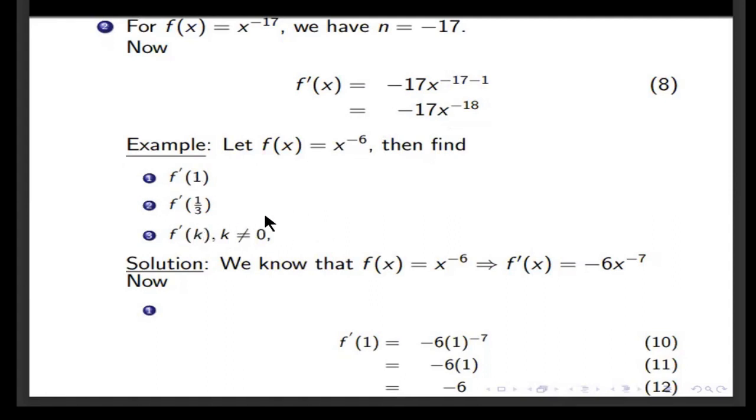Okay, looking at the first one: if f of x is equal to x to the power of minus 6, then f prime at x, using the previous formula, is minus 6x to the power of minus 7. So f prime at 1 is equal to what?